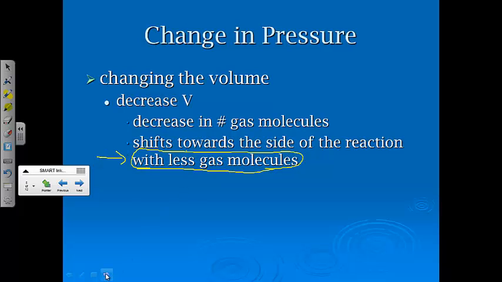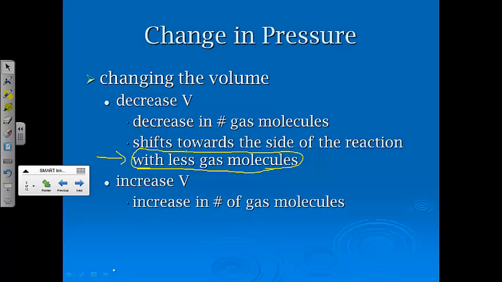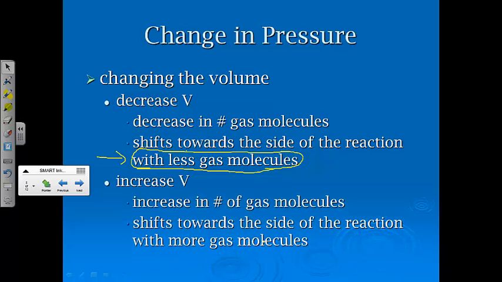So fewer gas molecules. And then if we increase the volume, it's going to increase the number of gas molecules. It will shift towards the side of the reaction with more gas molecules, in essence because there's more room to spread out. If we increase the volume, then we've got more space, so we're going to have increased gas molecules. If we decrease the volume, we want fewer gas molecules. So that's kind of how that one's going to work.